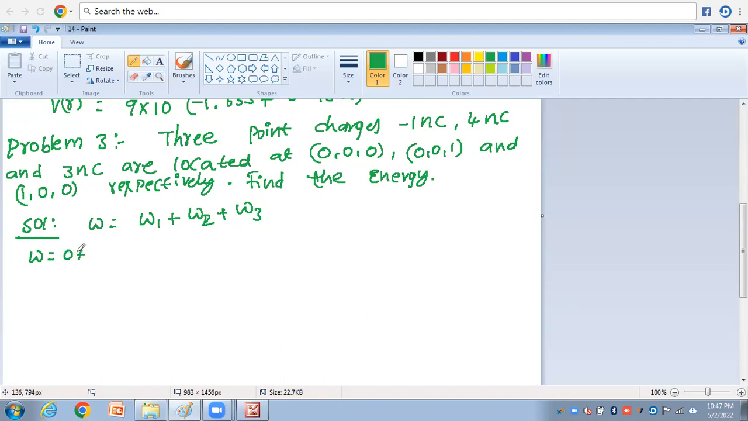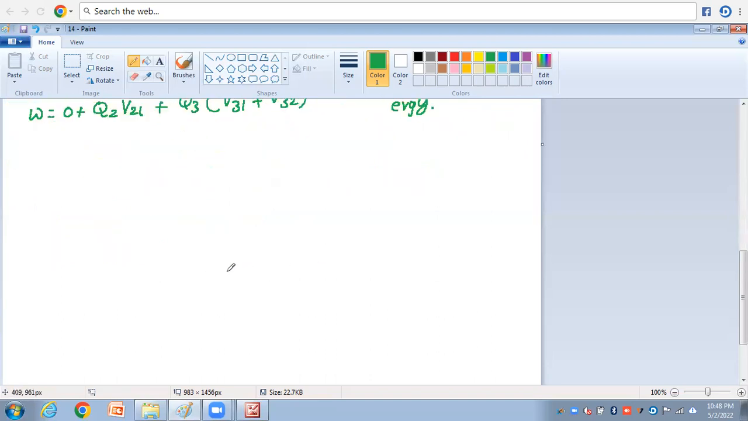The next one, W equal to first one 0. The next one is Q2 with respect to V21. Already I have discussed it in electrostatics energy density. I have discussed this concept in last video. Please go through it. Then another point, Q3 with respect to potentials, V31 plus V32. Now a little bit elaborated of these two expressions.